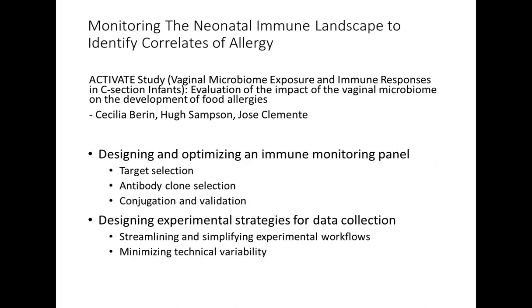What I'm going to talk to you about today is the process of how we went about developing a workflow for the purpose of the study. I'm going to cover many of the key best practices that are relevant in any study of this magnitude, starting with target selection, antibody selection, how we go about conjugating and validating a panel, and then some considerations in developing a streamlined experimental workflow to facilitate data analysis down the line.